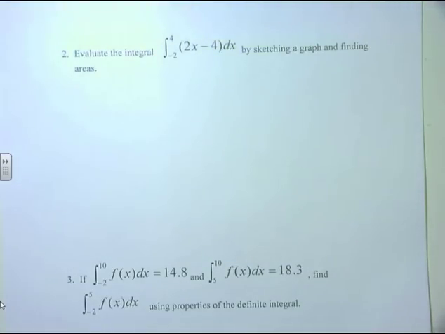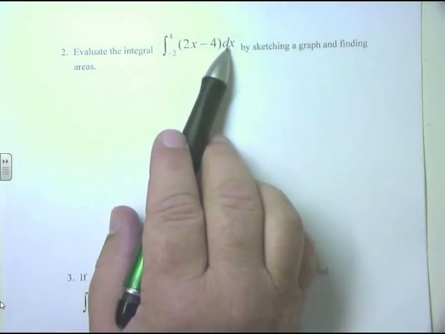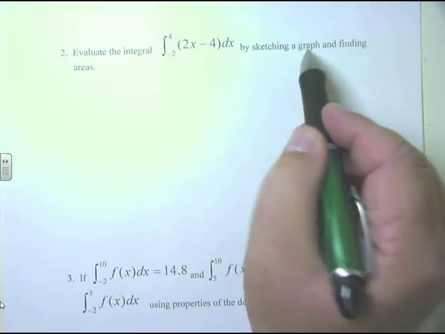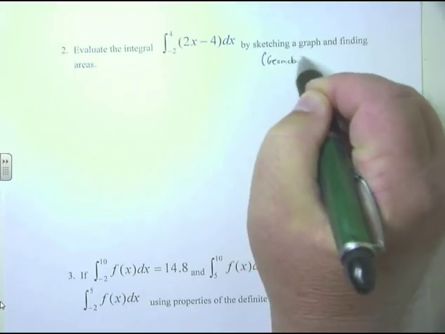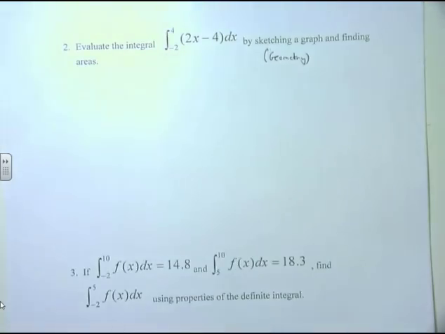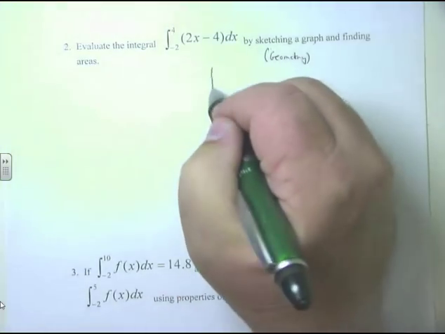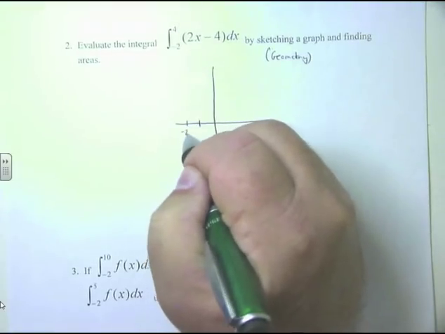Evaluate the integral from -2 to 4 of 2x minus 4 dx by sketching a graph. In other words, using geometry, and finding an area. So you're actually not supposed to calculate these things. We're going to teach you guys how to calculate integrals very shortly. But right now, they're going to drum into your heads this whole idea of area under the curve. So on this particular one, we want to graph it. We're going to graph between -2 and 4.